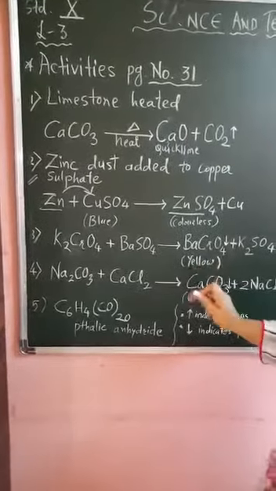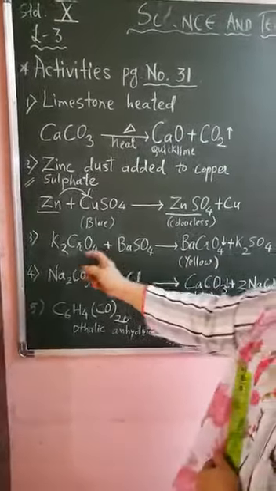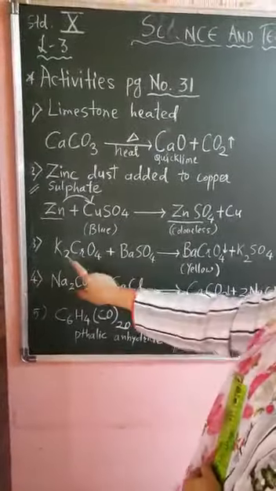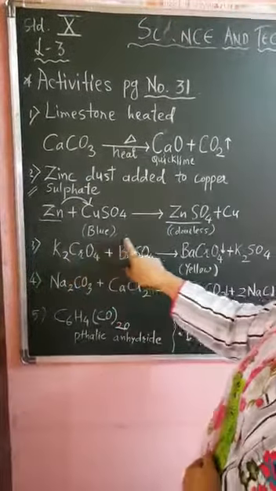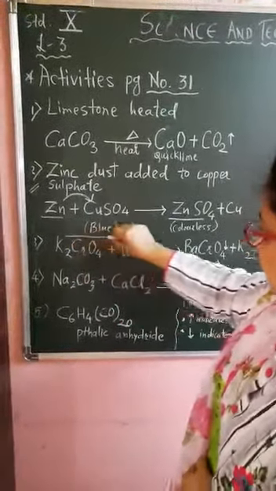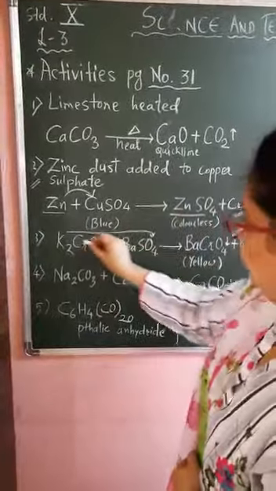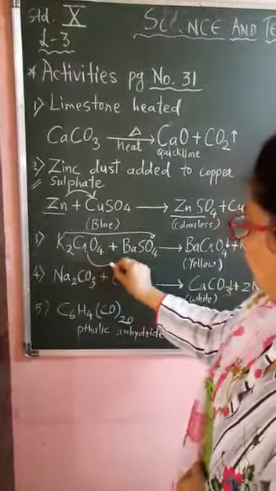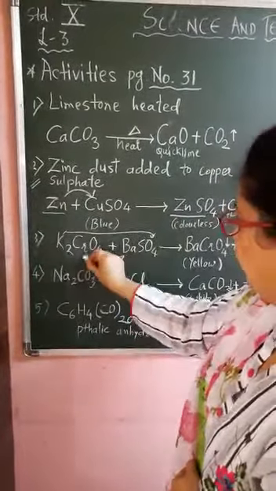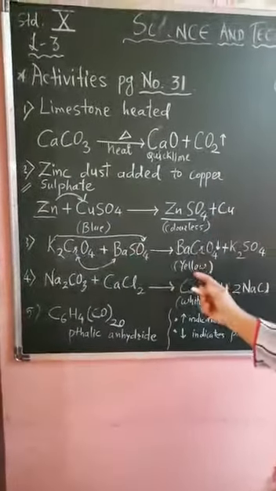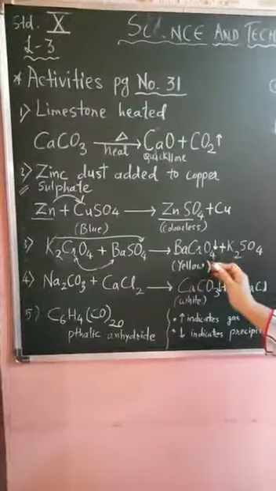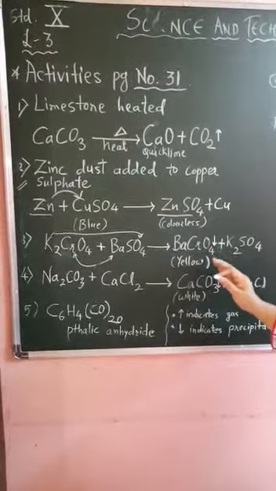Now in this case you can see that ions are exchanged. K2 has joined to SO4 ions, and CrO4 to Ba. In this, ions are exchanged, and that is the double displacement. It is called as double displacement.